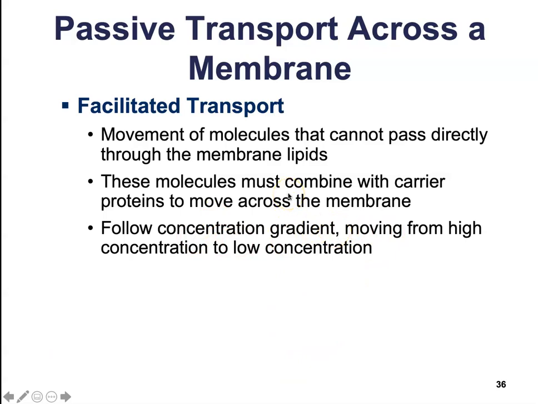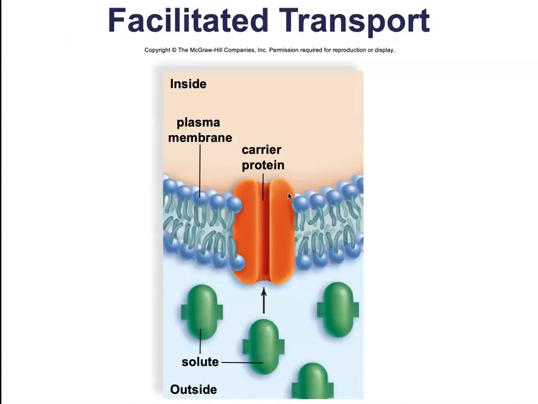However, unlike carbon dioxide and oxygen, they cannot diffuse on their own. They must move through a carrier protein or a channel protein, okay? So that's all facilitated transport is. Again, the molecule still moves along its concentration gradient. It just does it with the help of a channel protein or a carrier protein, okay? So that's what this is showing you here.